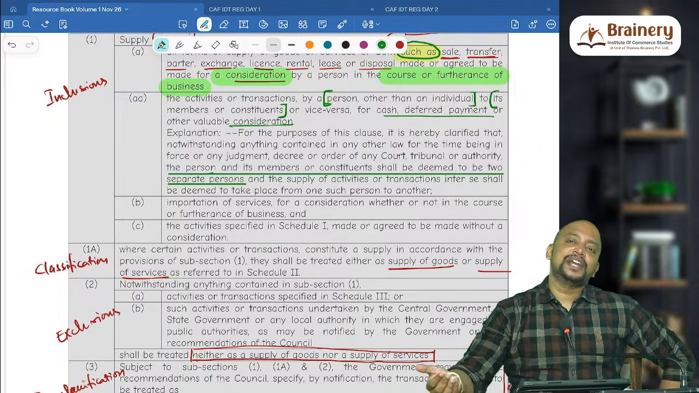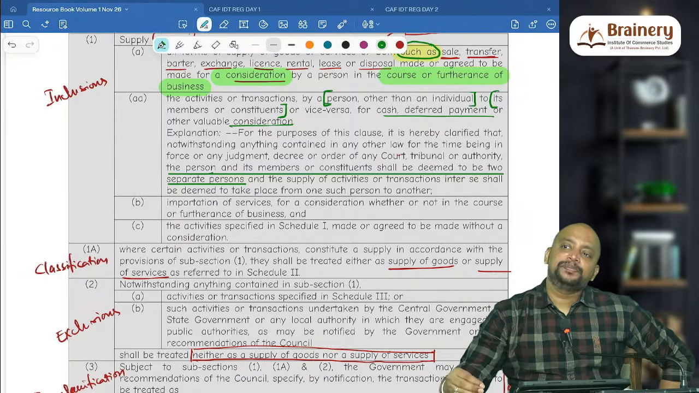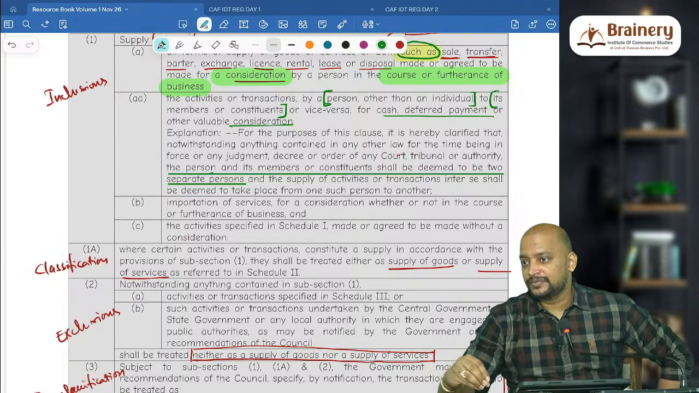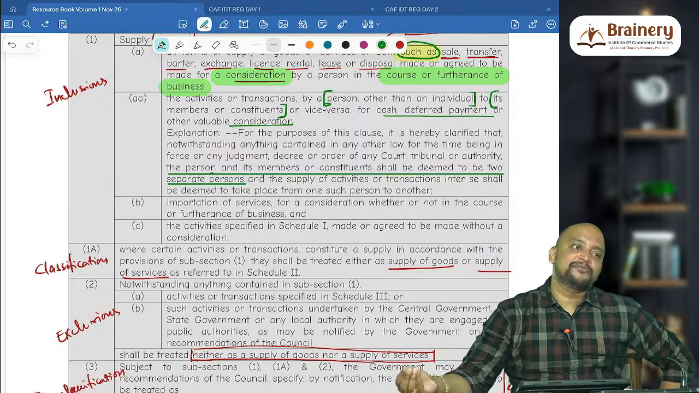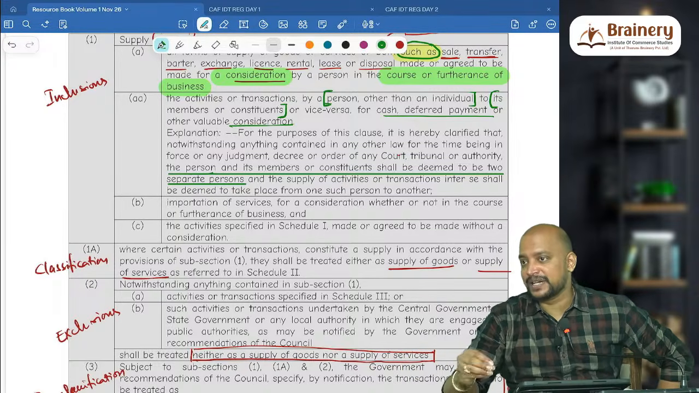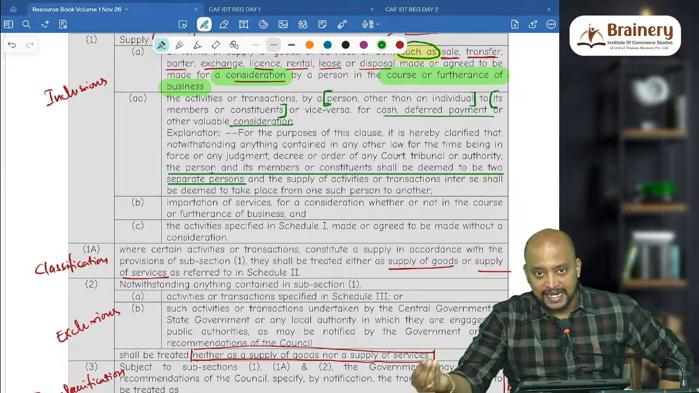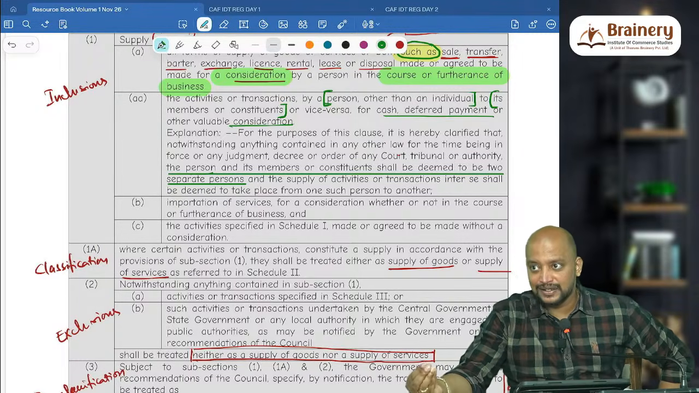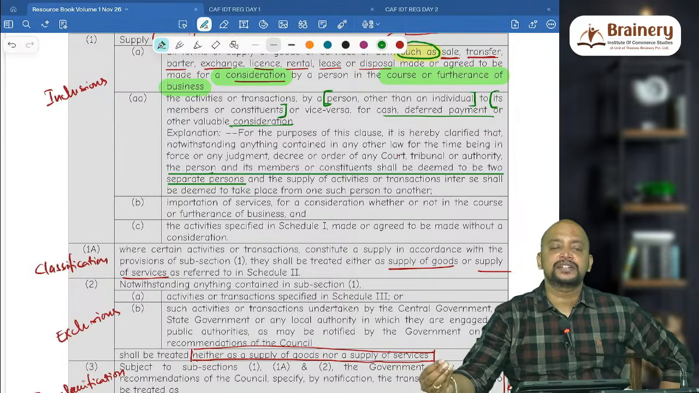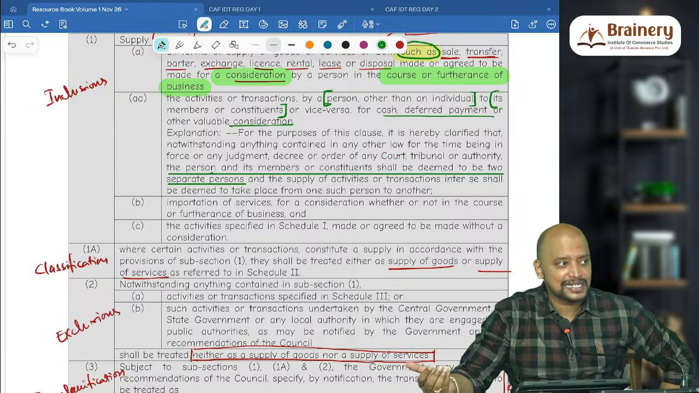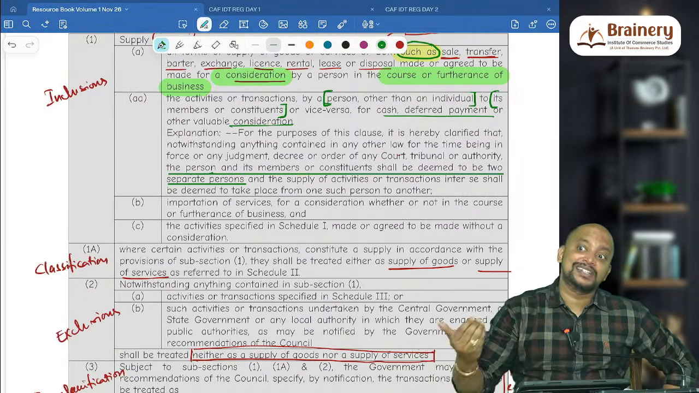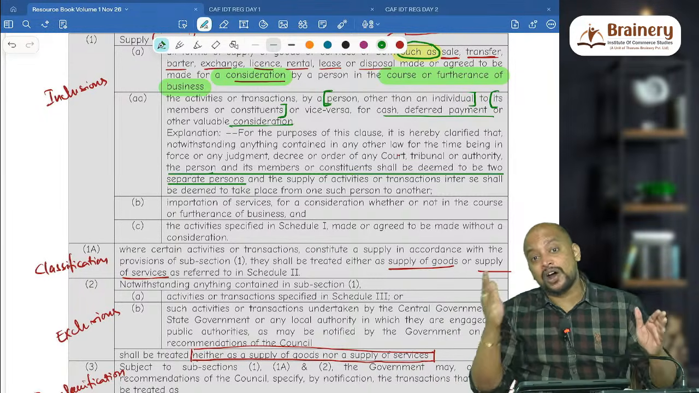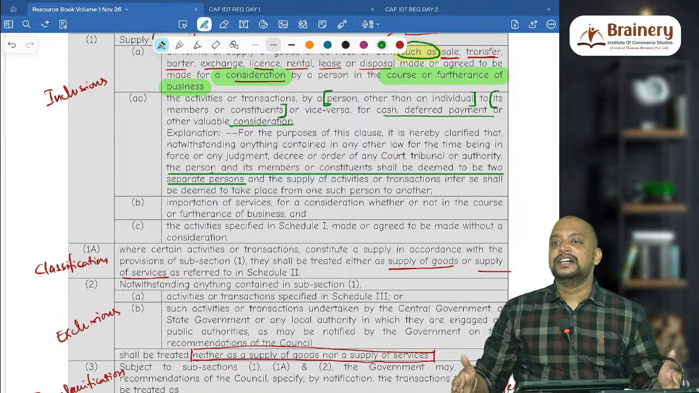Okay, you take my case. I am paying monthly 6,000 rupees to Google Drive for the purpose of getting some 4 TB of Google Drive space. So this money I paid is import of services. Yes, Google is outside India, it's import of service. For a consideration, yes. In the course or furtherance of my business, yes. Therefore it will become supply. So whether or not in the course or furtherance of business, it will become supply.